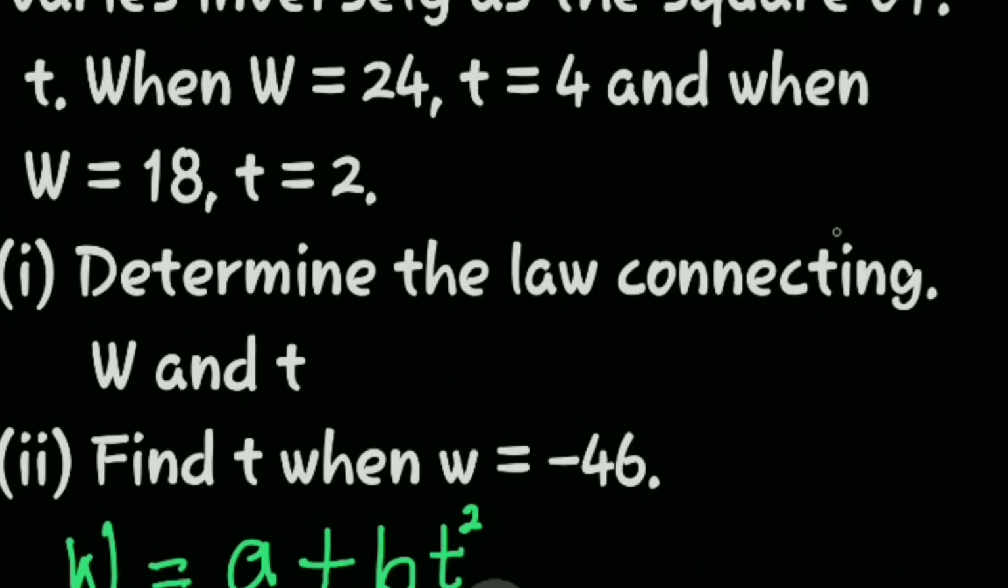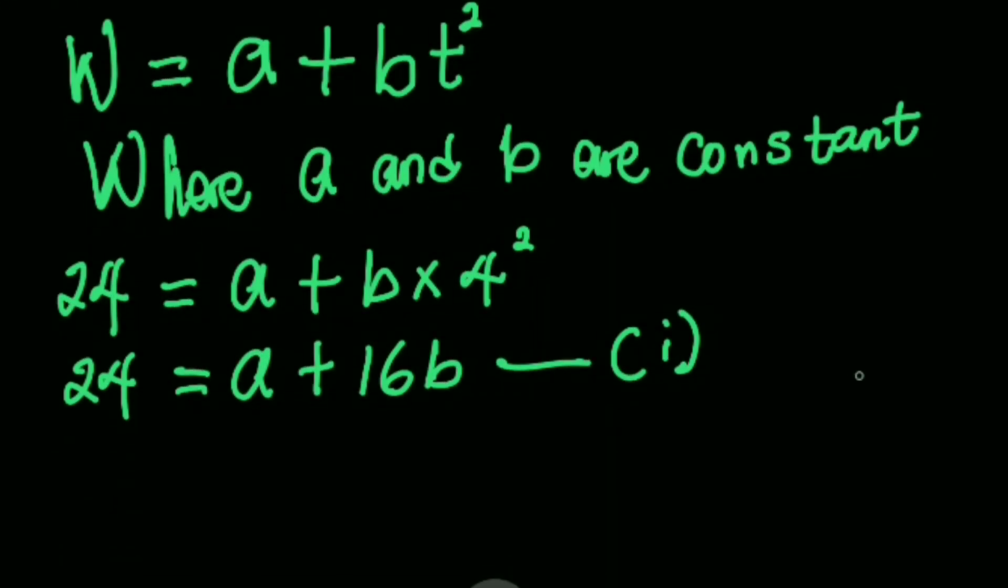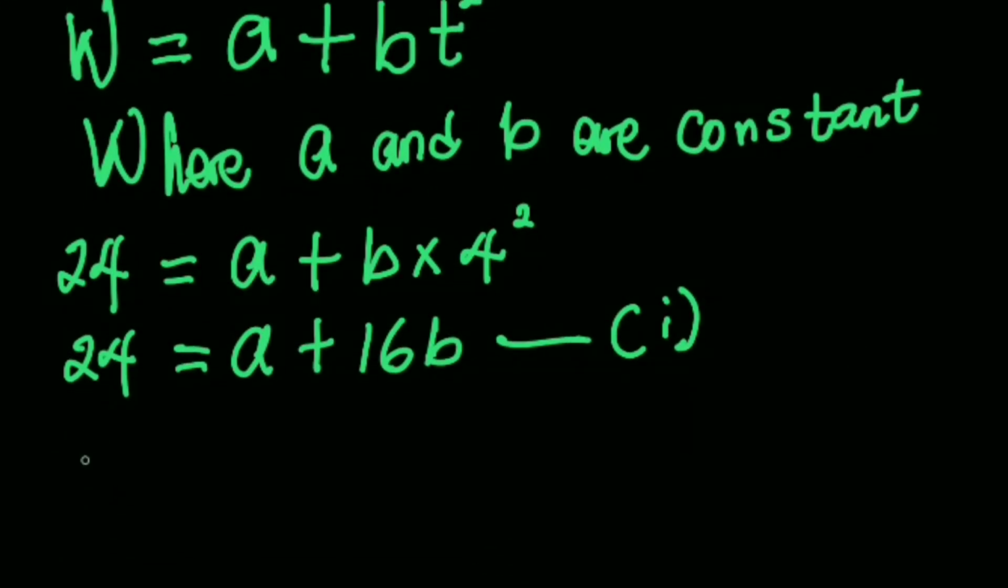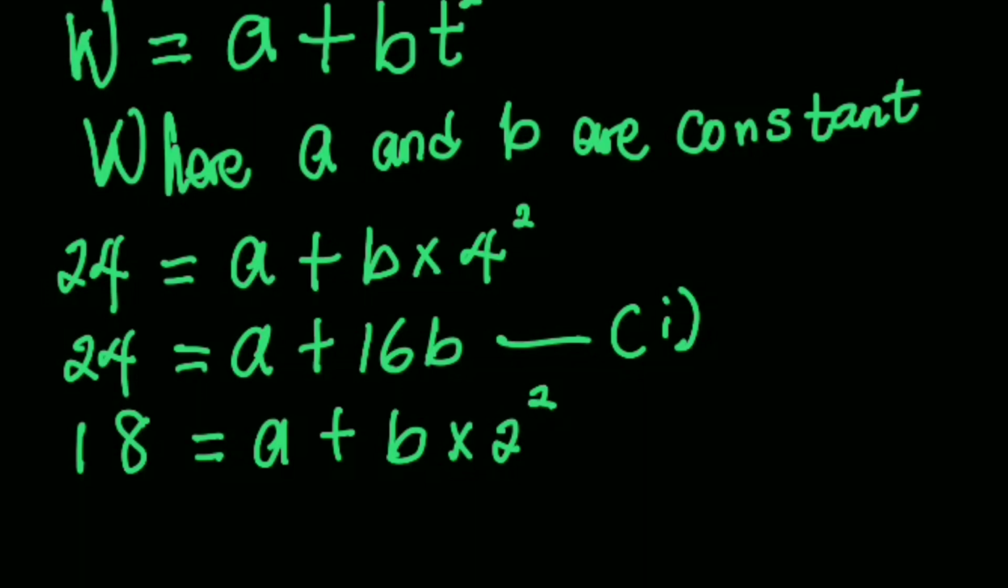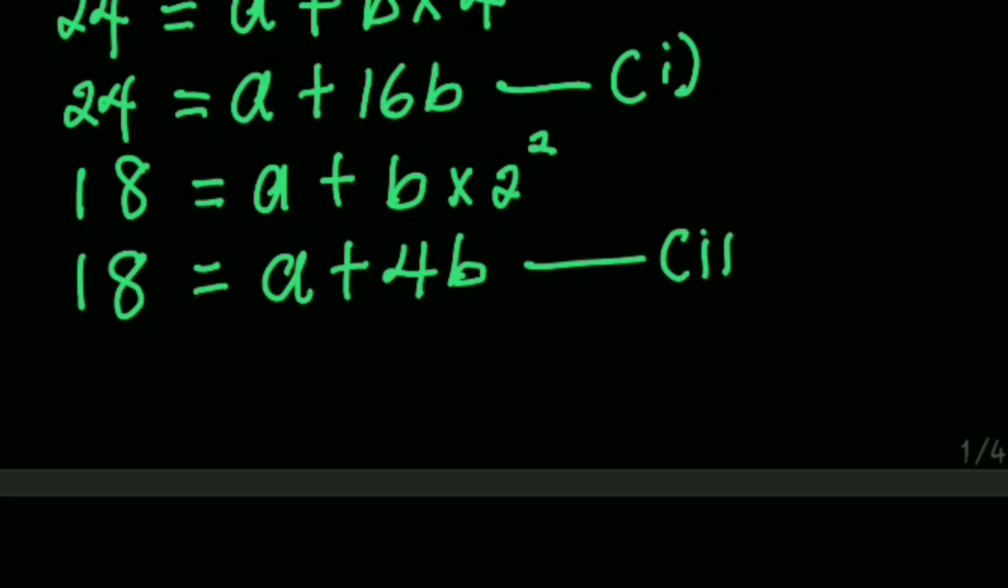The other values given to us: when W equals 18, T is 2. We are also substituting. When W equals 18, the value of T is 2. So we have B times 2 squared. And so this would be 18 equals A plus 2 squared, that's 4, times B, that's 4B, and we call this equation 2. So we are going to solve these two equations simultaneously to be able to get the value of A and the value of B.